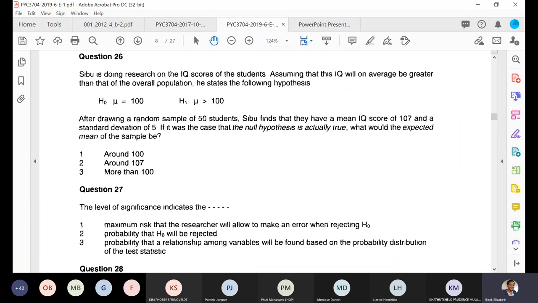Who is doing research on the IQ scores of students? Assuming that the IQ will, on average, be greater than that of the overall population, he states the hypothesis as such. After drawing a random sample of 50, he finds that they have a mean IQ of 107 and a standard deviation of 5. If the null hypothesis is actually true, what would the expected mean of the sample be? This is the same as what we did the previous time. They've already given us the standard deviation of 5, but they want to know the expected mean of the sample.